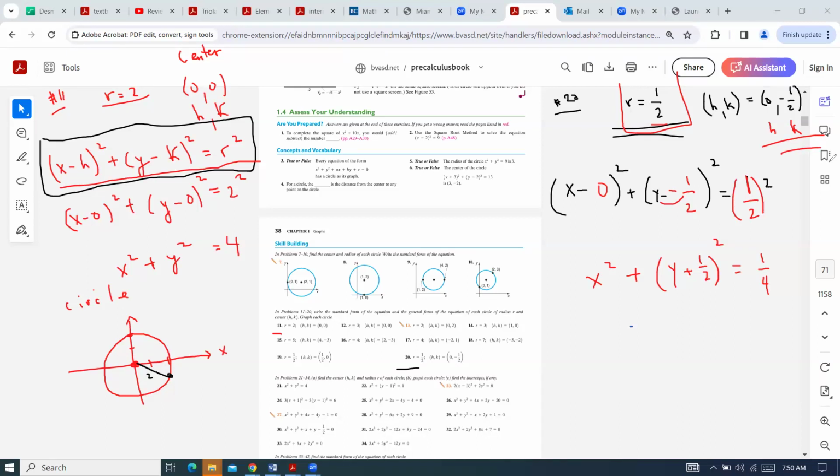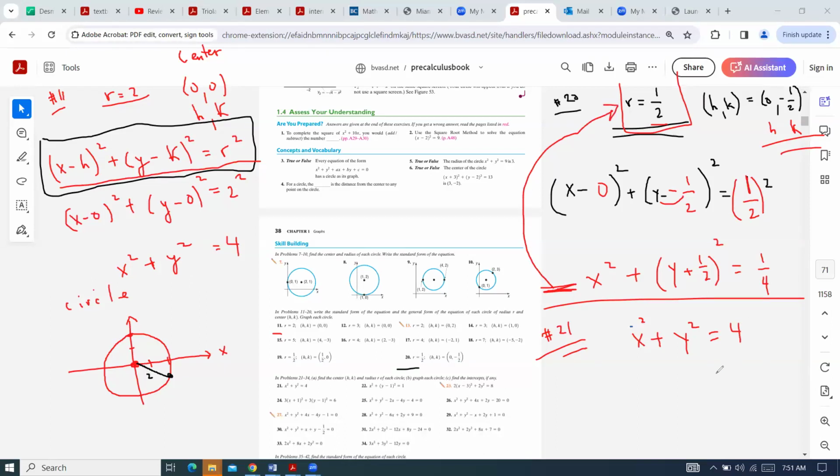And of course, they ask you for the backward procedure, to give you like an exercise number, say 21, equation, and determine what is the center and what is the radius. So they give you the equation and they want you to go backwards. So they give you the end of the story, and they want you to go back and discover what's the squared on the right side, right? That's the radius. That's how we find it. So radius is 2 because it's squared.